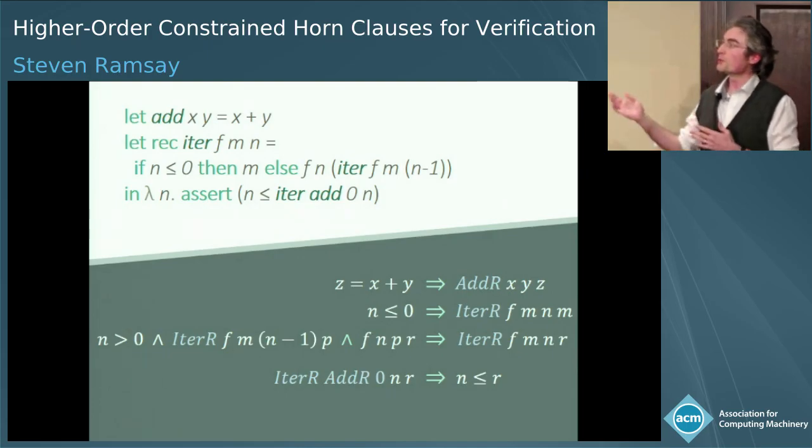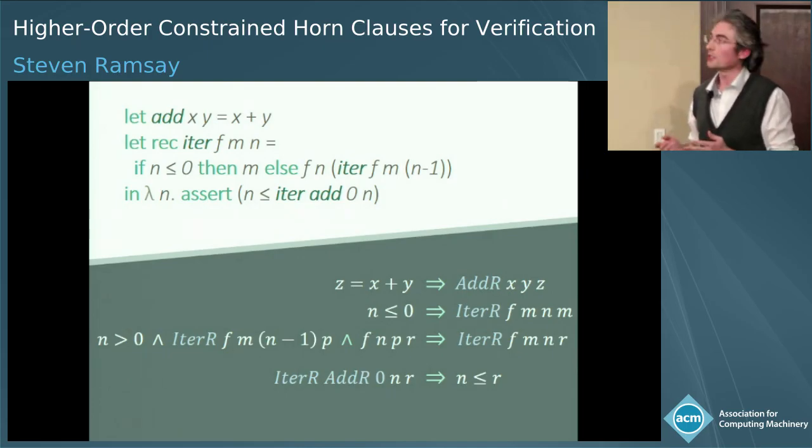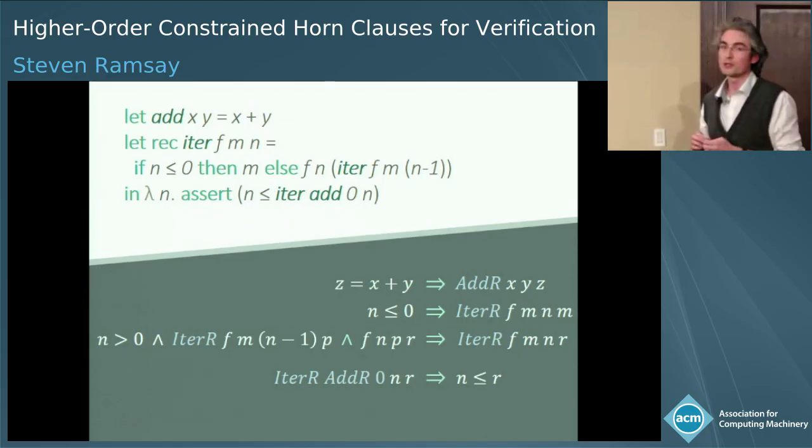So if I can find two particular relations, add r and iter r, that satisfy the first three clauses, then I will have an invariant. They will constitute an invariant in the sense that I described. If they furthermore satisfy the fourth clause, then it will be an invariant strong enough to verify the safety of this program.